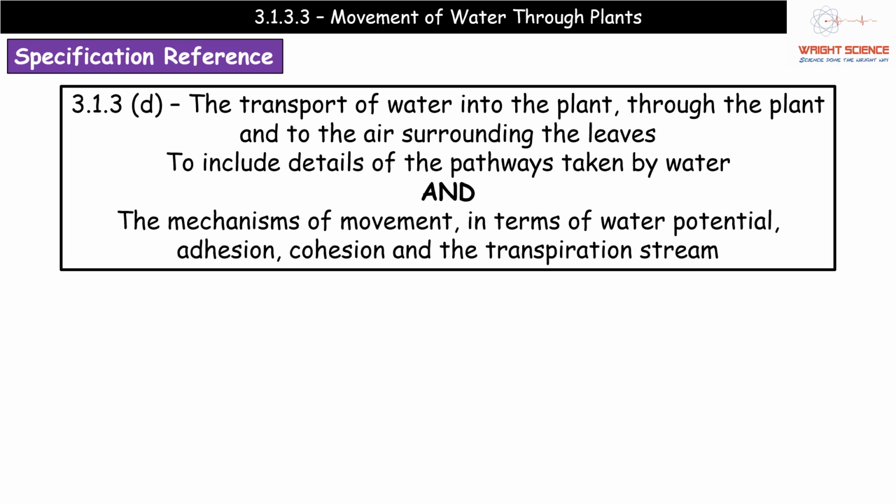Hello everyone, and welcome to our video on the movement of water through plants. This is the third video in our Transporting Plants series, and what we're going to be doing in this one is having a look at our Spec Reference 3.1.3d, which is the transport of water into the plant, through the plant and to the air surrounding the leaves, which includes the details of those key pathways the water will take.